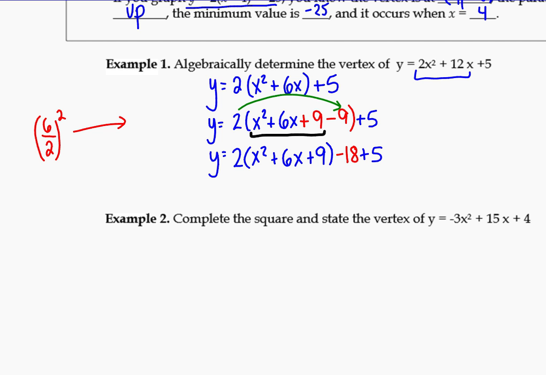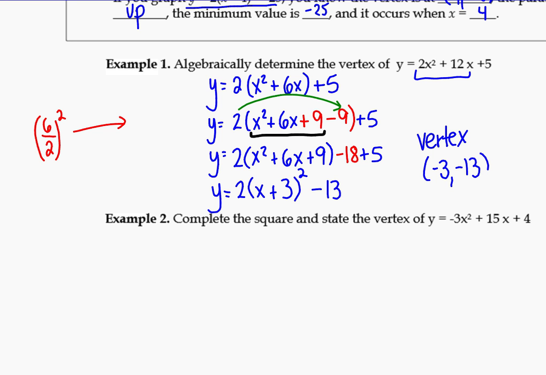plus 5. And last, let's rewrite our perfect square trinomial as a product of 2 binomials. So what would that become? x plus 3, the middle term divided by 2, so 3, all squared, minus what? 13. So what's the vertex? Negative 3 and negative 13. Beautiful.